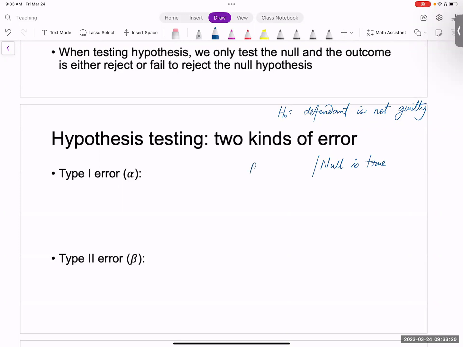Still, we reject the null. Reject null. And then the probability of this happening is known as type 1 error, or alpha. Let's look at an example.